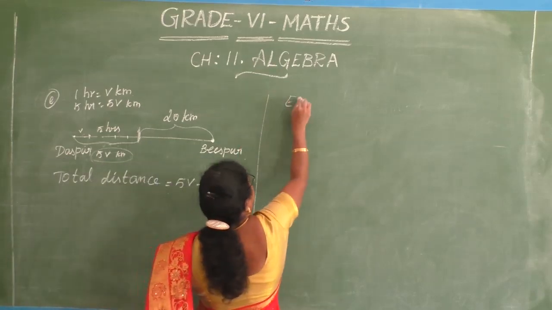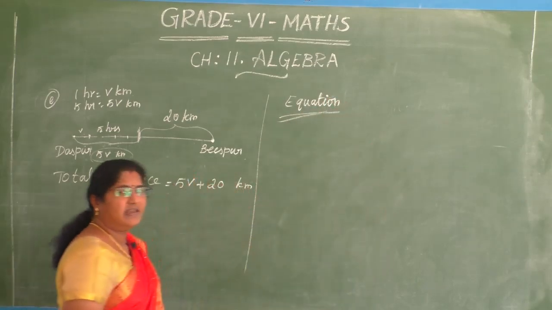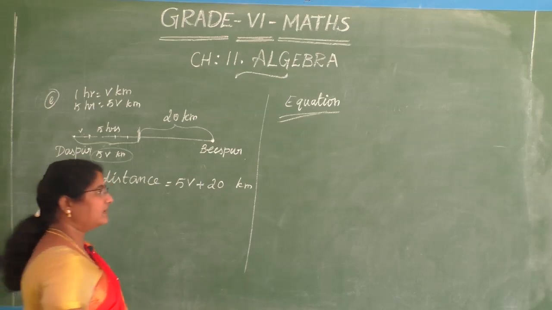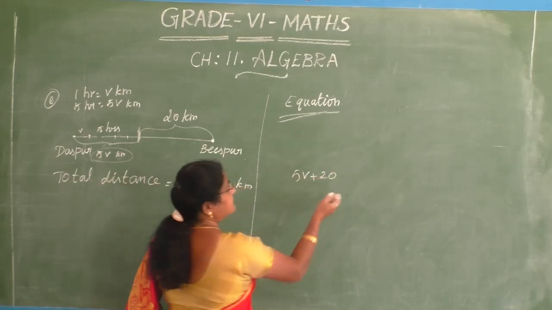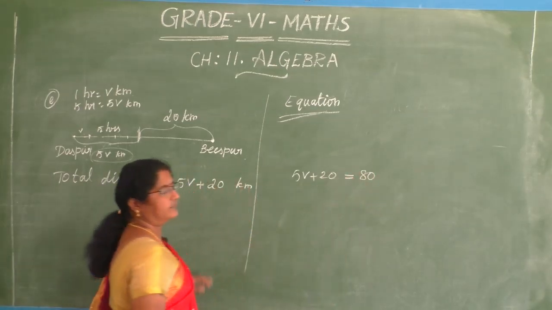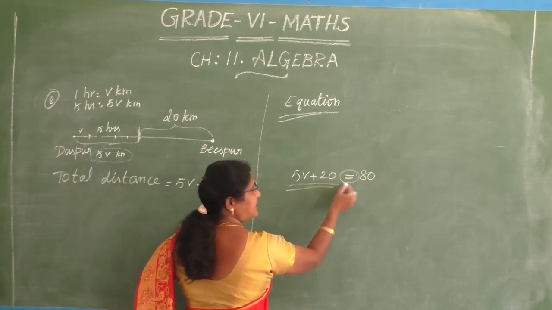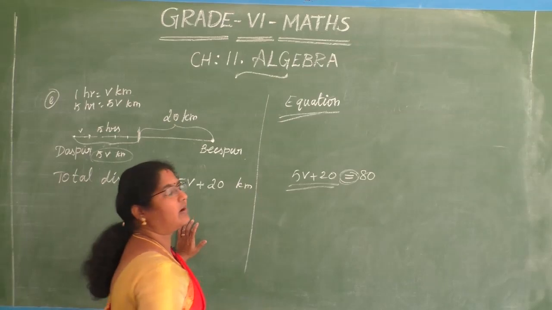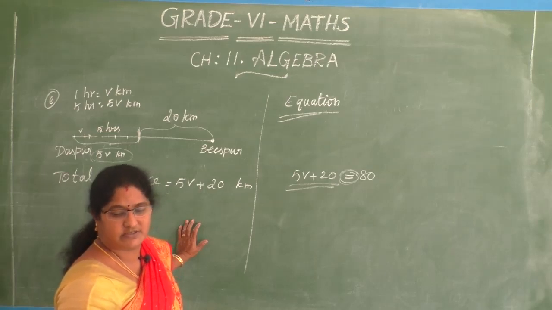Algebraic equation. What is an equation? An equation is nothing but an algebraic expression with an equal to sign. For example, 5v plus 20 is an expression, which is equal to 80. Some other number, it has an equal to sign. An expression has an equal to sign, and then some numbers or some expression, whatever it is, it is called an equation. An expression has an equal to sign, then it is an equation.